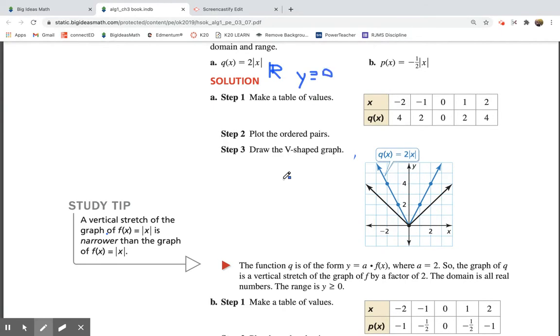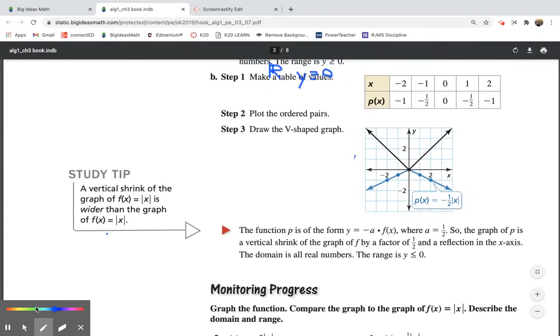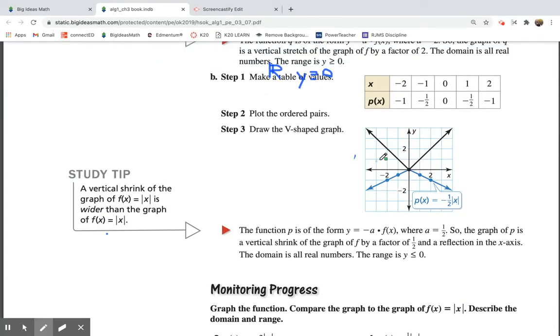Okay, then on B, my domain, again, my x values, it's still going on both ways, so your domain is still all real numbers. And like I told y'all, on almost all of these, your domain is. The range is everything below 0. So now instead of greater than or equal to, it's less than or equal to 0.